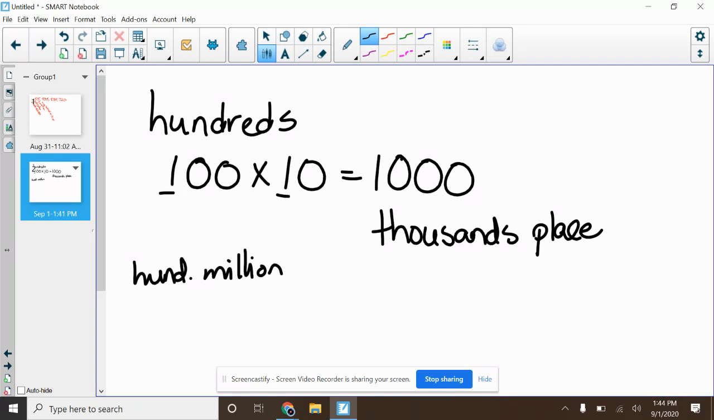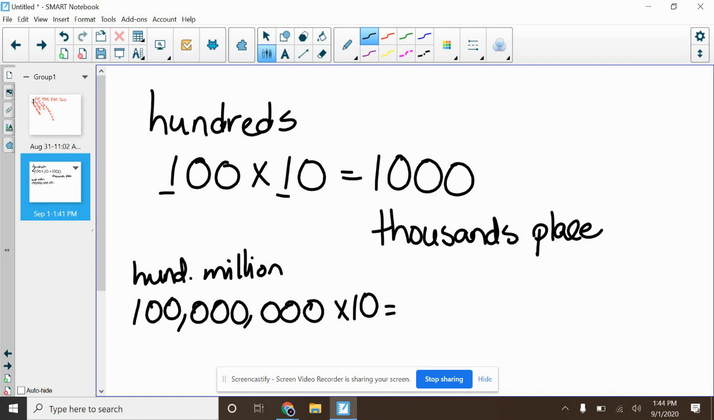If you can get the right answer without doing all this extra work, then don't do the extra work. But I'm showing the extra work in case some of you need it. 100 million as a number looks like this. It's a big number, right? If I take that thing and I multiply it by 10, it's going to give me a different place.